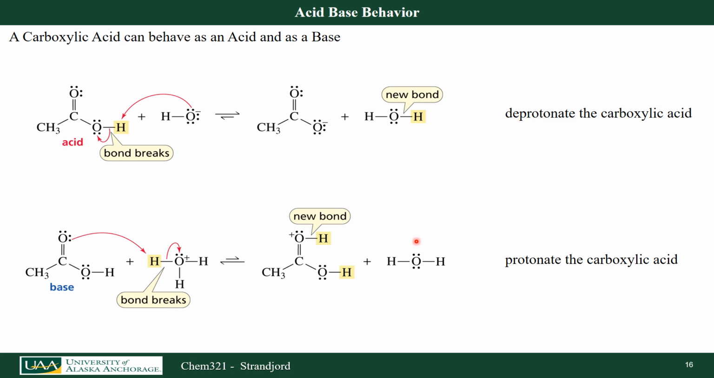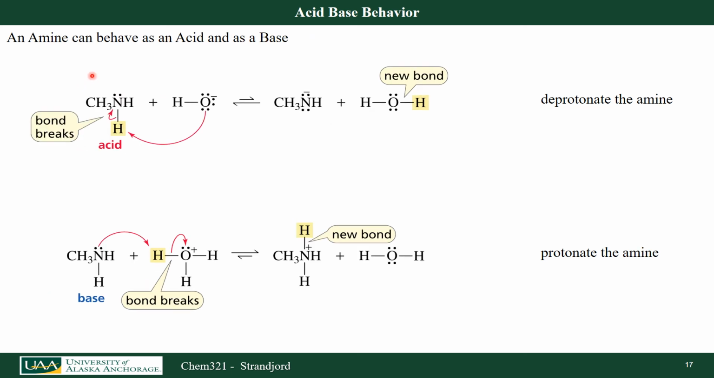Carboxylic acid behaves both as an acid and a base, because it not only has a hydrogen which it can give up, it's got lone pairs of electrons which can be protonated. Amines can also behave as acids and bases. In this first reaction, my amine is actually behaving as an acid, which is not the normal situation. But if I put it in a very strong base like sodium hydroxide, I can actually pull one of these hydrogens off my amine to form this anionic species here. And my base here will now be protonated.